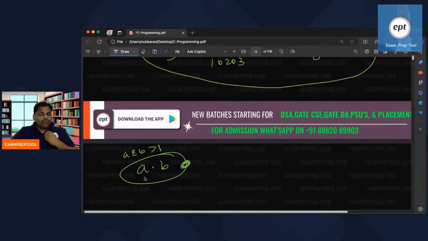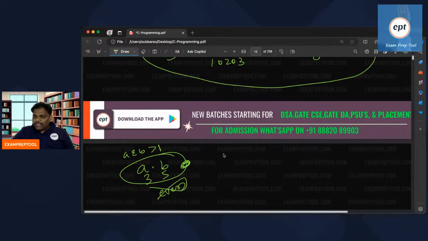See this one. 3 into 5, 15 or not? Multiplication of two numbers which are greater than 1, is it even number? There is no guarantee. 3 into 5 is 15. Even no guarantee.